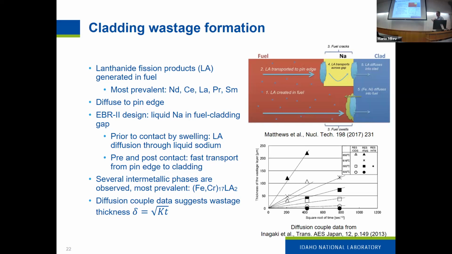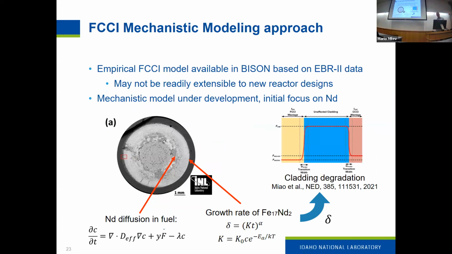And so, as I said, this Fe17Nd2 phase is the most prevalent one that's been observed. And there has been some data that would suggest that the thickness of the growth proceeds with a parabolic growth law. But that was from diffusion couple data, so that's what we have to go on now, but we know that the kinetics may actually end up being different.